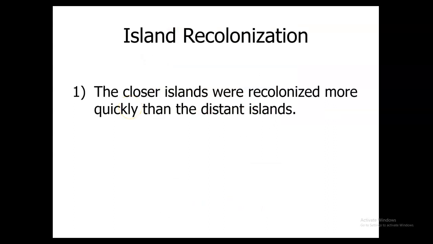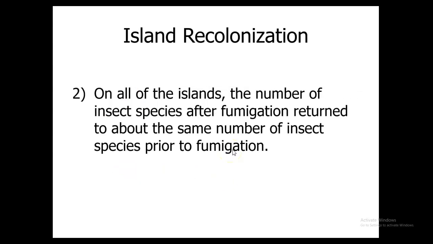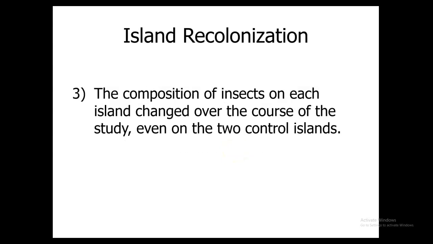Looking at that experiment, they were looking at island recolonization. The closer islands were colonized more quickly than distant islands. So the ones that were closer to the mainland received species back a lot quicker. On all of the islands, the number of insect species after fumigation returned to about the same number as prior to fumigation. So we see that they all did come back. And the composition of insects on each island changed over the course of the study, even on the 2 control islands. That shows that those species didn't remain the same over long periods of time.